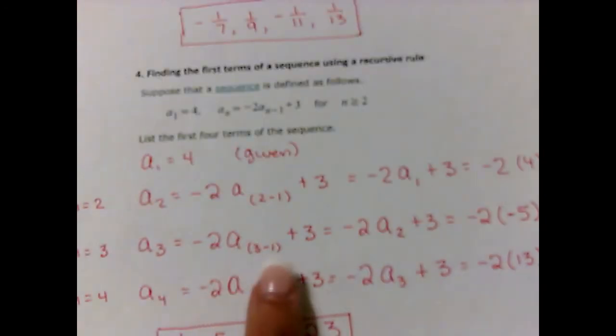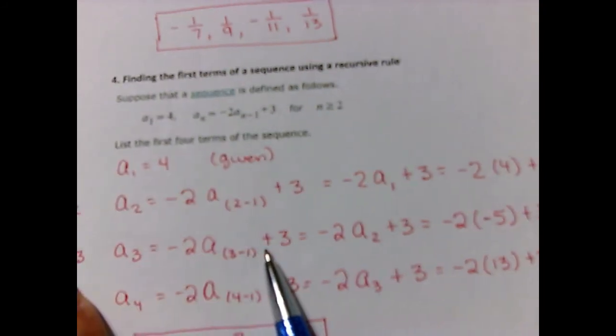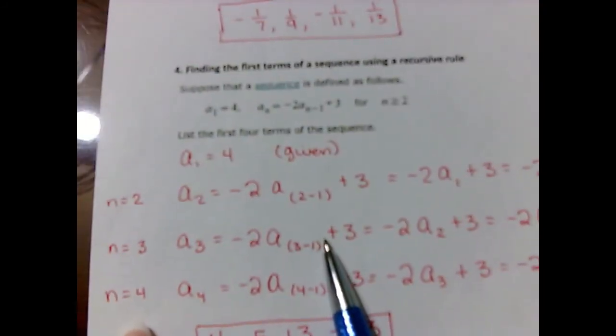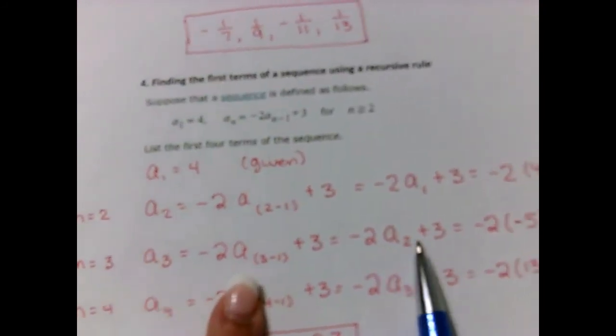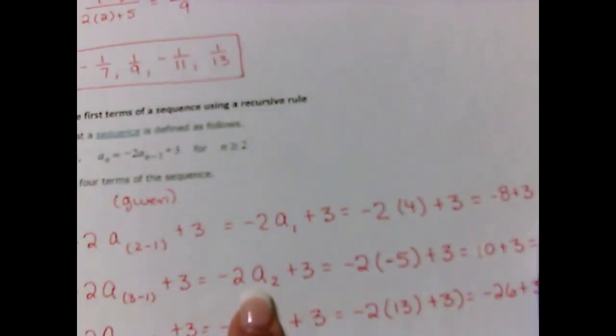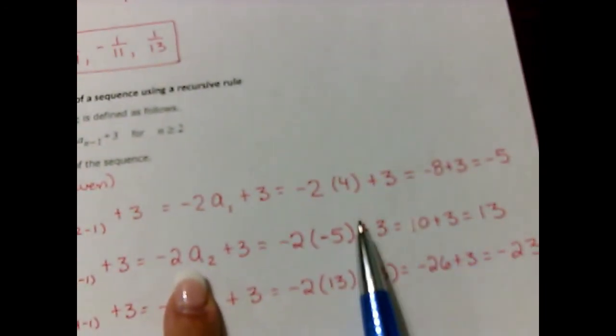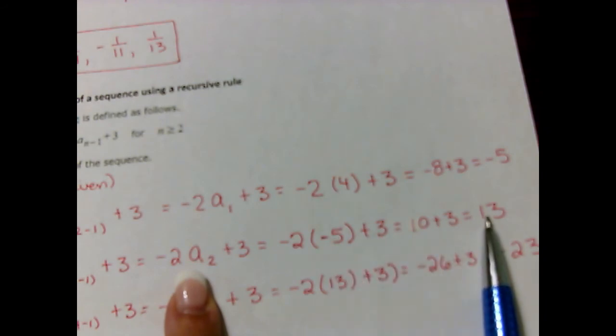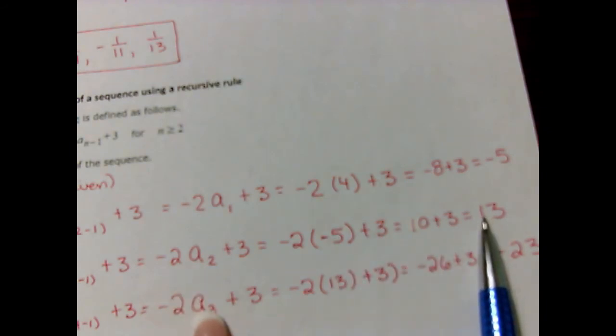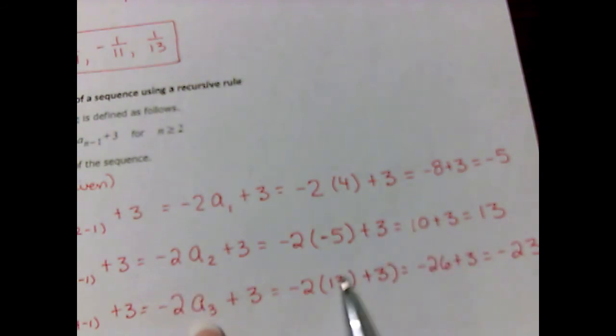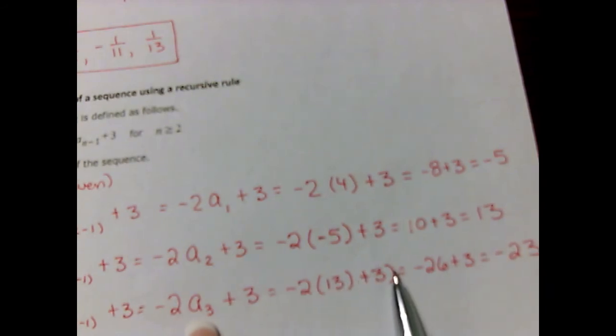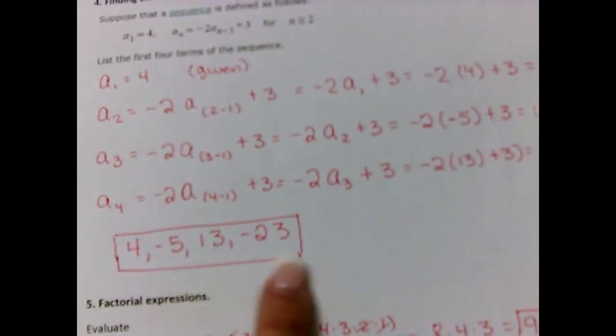I did the exact same thing when it comes to a of 3 and a of 4. Use the previous term. In this case, a of 2 is negative 5 here, so I substituted negative 5, and I got that to be 13. Here, a of 3 was 13. I substituted 13 here. Everything else stayed the same. Simplified, and I got negative 23. That's my sequence for this one.